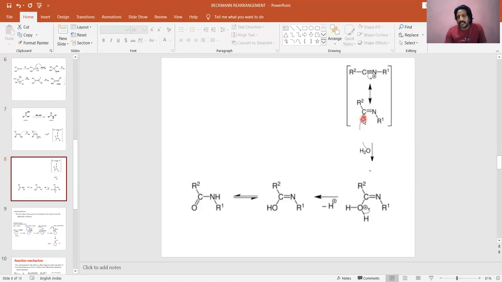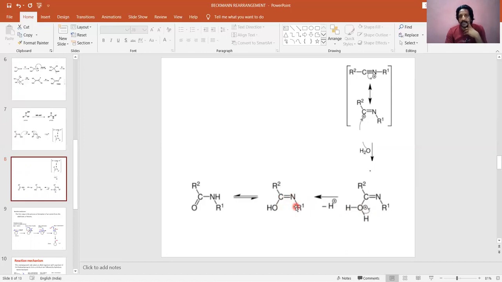So that plus charge, the molecule tries to compensate by making a bond with water, where water has a pair of non-bonding electrons. Since the non-bonding electrons of oxygen are being used, this oxygen has a plus charge. Being an ionic molecule, it will try to attain stability by deprotonation. So one hydrogen will go out and the pair of electrons will go back to oxygen. That creates our enolic structure, R2, C, OH double bond N R1. Now you can easily relate.